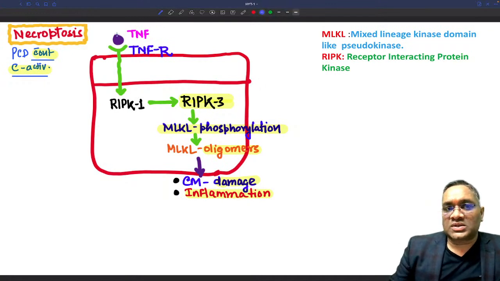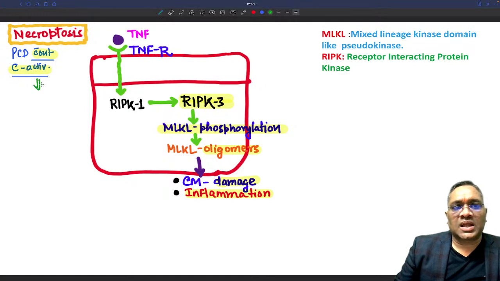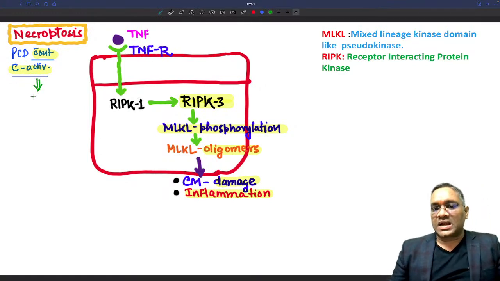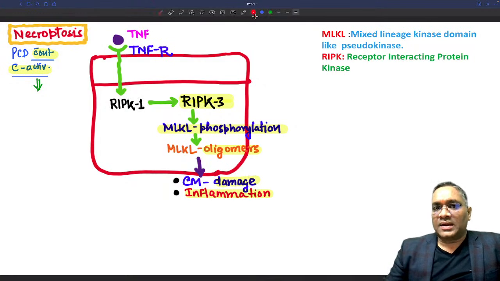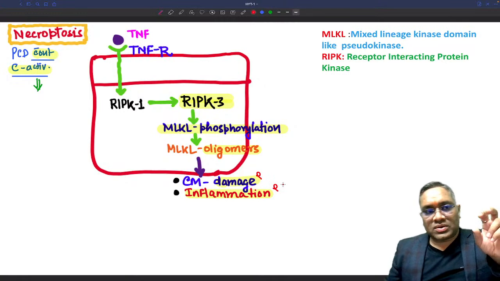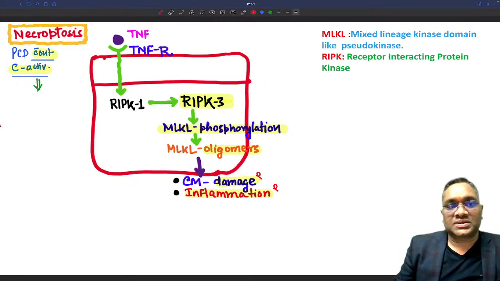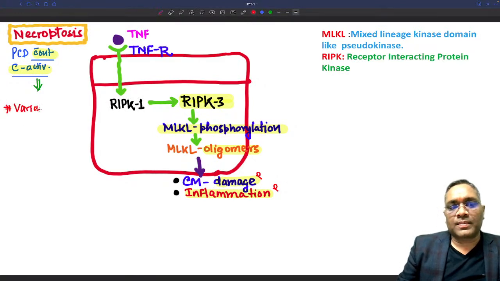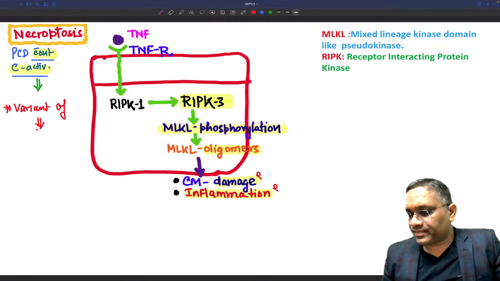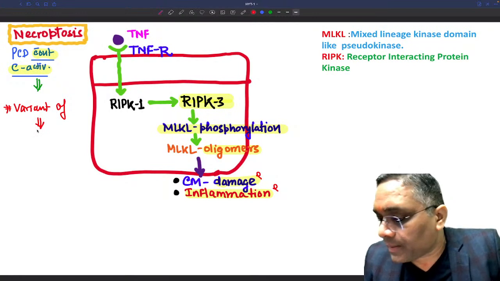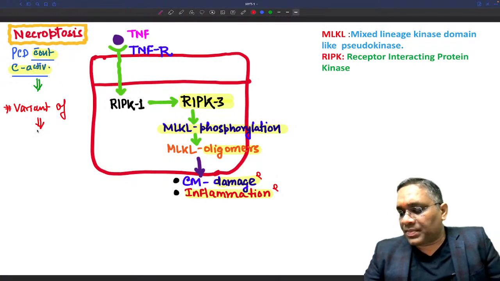Now I want to ask you a question. Please tell me in the comment box. If I say it is a programmed cell death without caspase activation, and there is cell membrane damage and inflammation, can you tell me what necroptosis is? Is it a variant of necrosis or apoptosis?